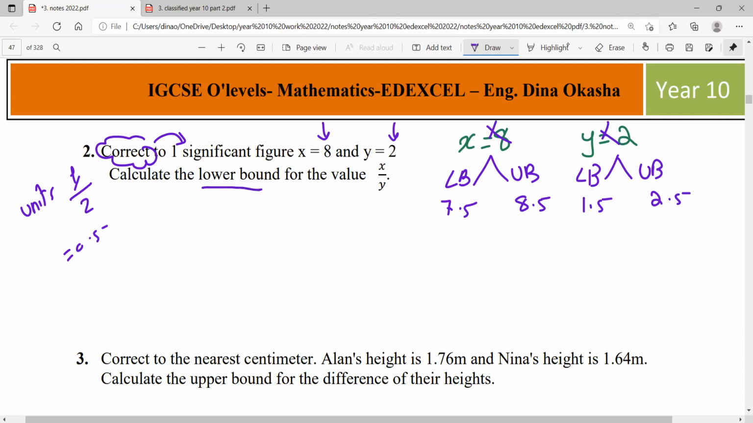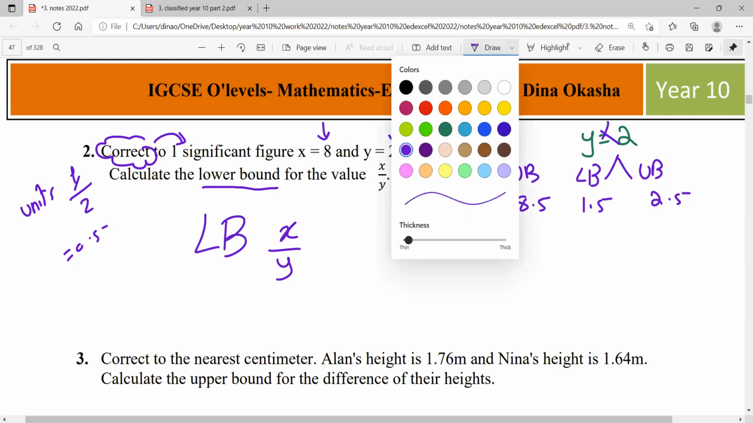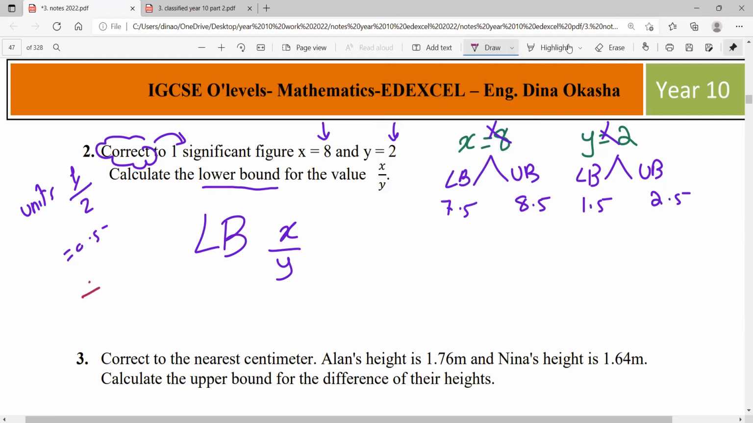Calculate the lower bound for x over y. The first thing that you have to do whenever you're dealing with questions and operations like these is check what the operation in this question is. Now, the operation is division. In division, what is the key? As we said, in division, the bounds are different. One upper, one lower. Which is upper, which is lower? The first quantity is like the question.